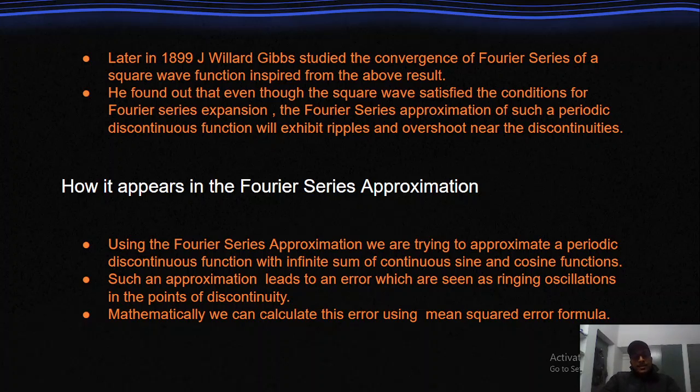The reason behind this error or such an oscillation near the discontinuity is that in Fourier series expansion or approximation, we are trying to approximate a periodic discontinuous function with infinite sum of continuous sine and cosine functions. So such an approximation leads to an error, which can be seen as ringing oscillations in the point of discontinuities. Then we can mathematically calculate this error using mean squared error formulas.